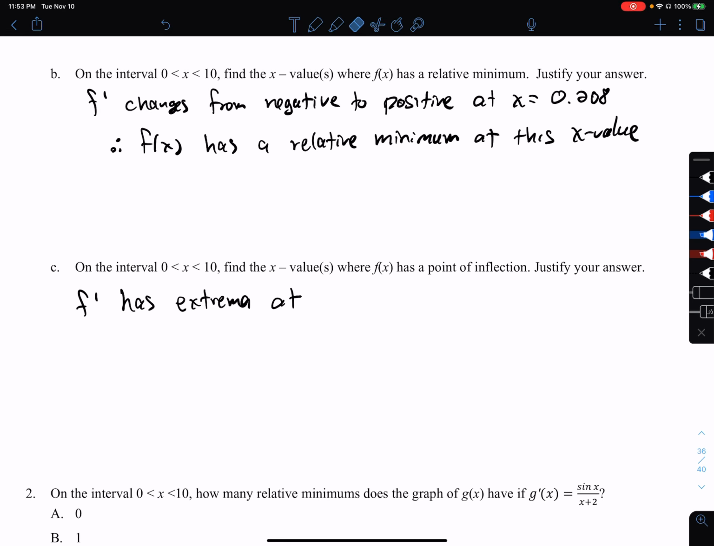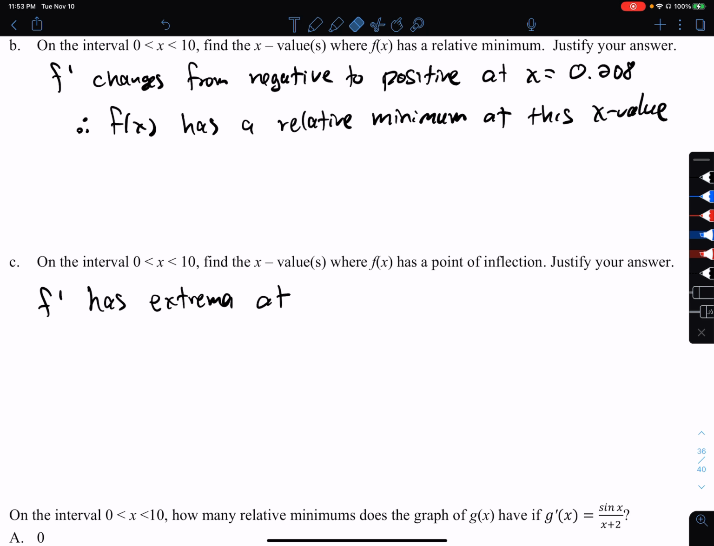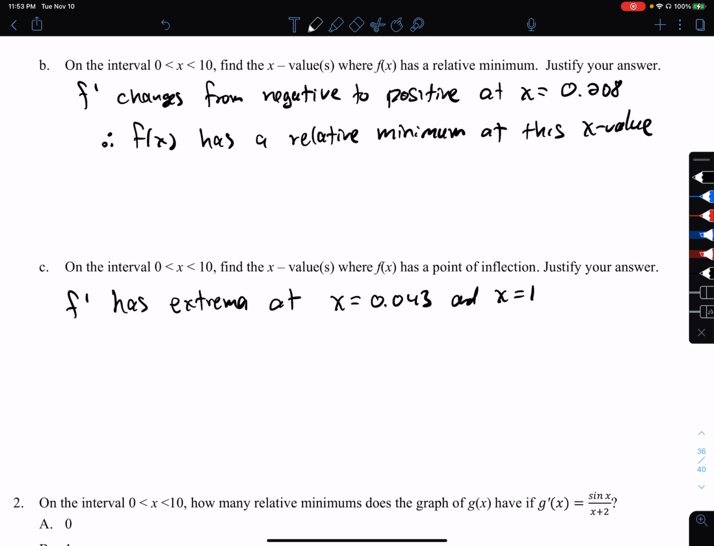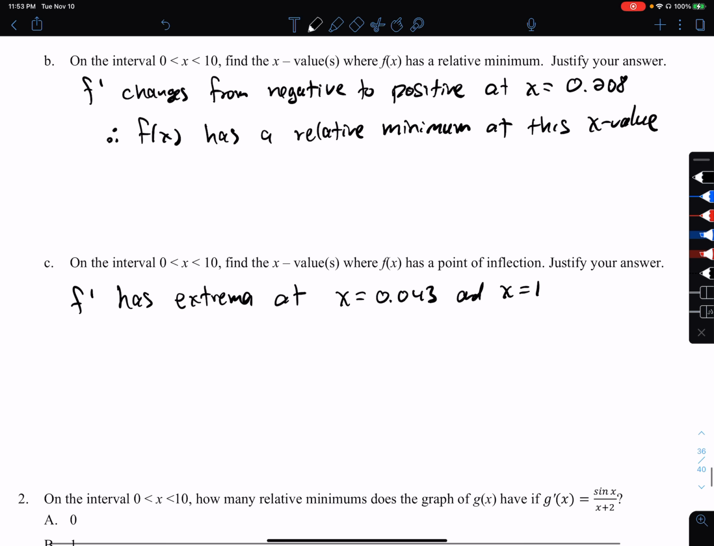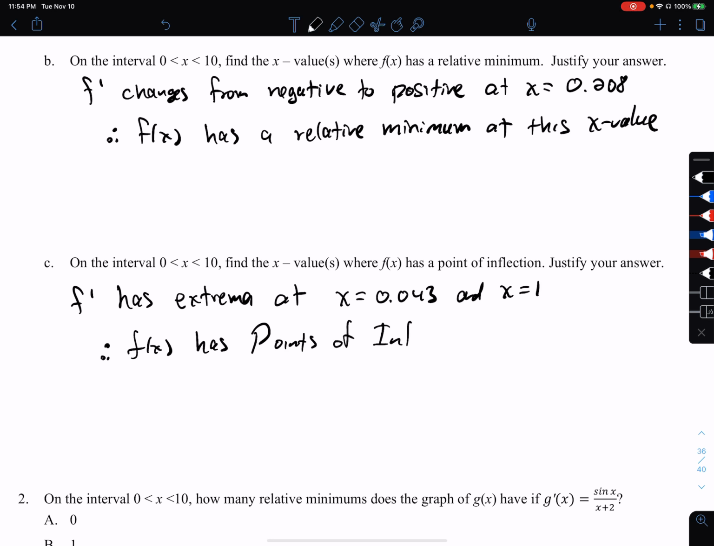So f of x has extrema at x equals 0.043 and again at x equals 1. So our conclusion is f of x has points of inflection at these x values.